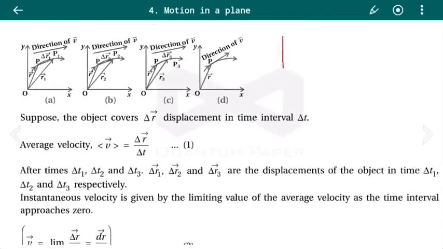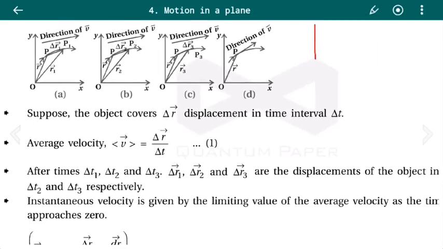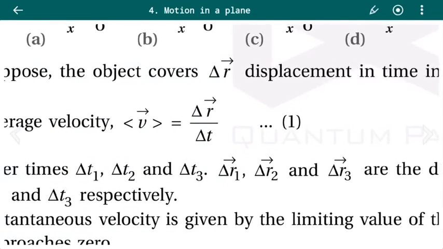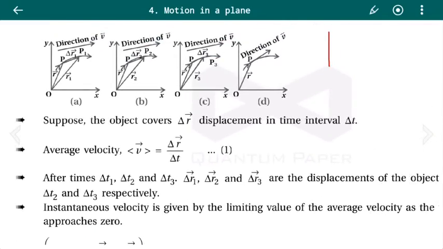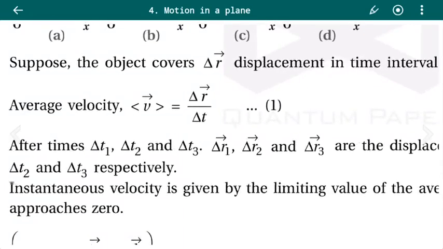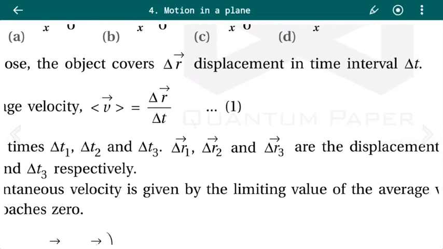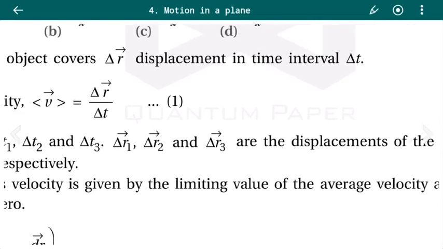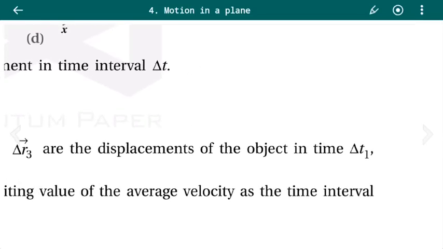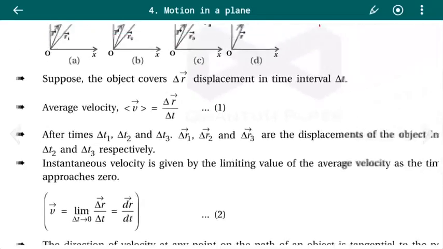Suppose the object covers delta r vector displacement in time interval delta t. So the average velocity formula is v vector equals delta r vector upon delta t. If we reduce this time interval delta t and make it as small as possible, then we will get the velocity at every instant of time, and that is nothing but the instantaneous velocity. So after the times delta t1, delta t2 and delta t3, delta r1 vector, delta r2 vector and delta r3 vector are the displacements of the object.